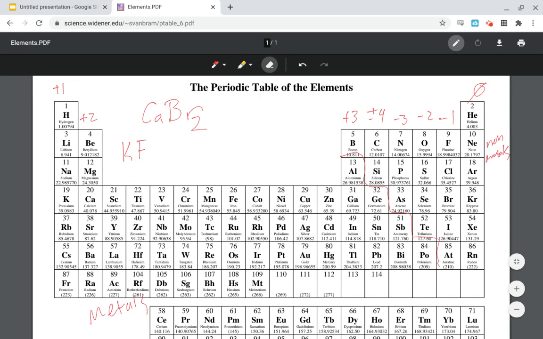CaBr2 would be calcium bromide, and KF would be potassium fluoride. You don't capitalize the names of compounds. They're not proper names, if you will.